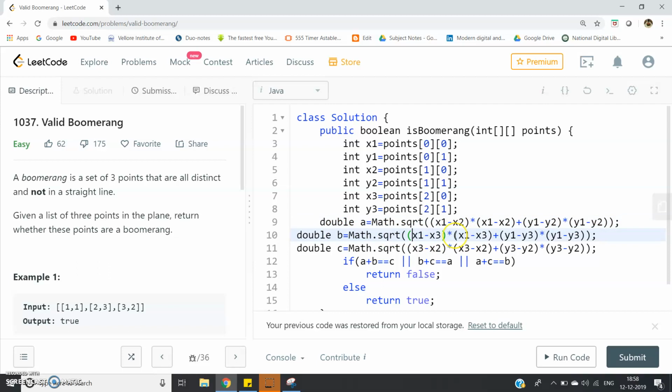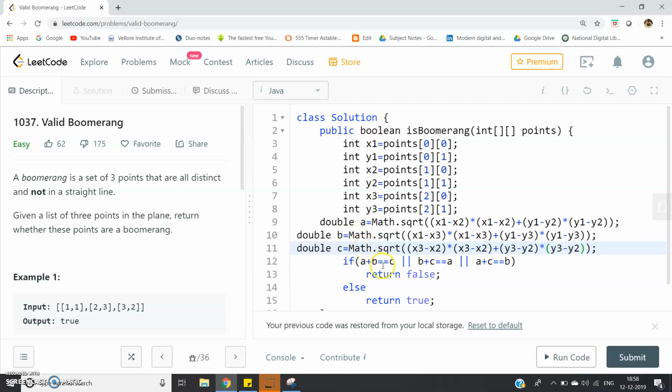Similarly, double b equals Math.sqrt. Here I am calculating the distance between x1, y1 and x3, y3. So Math.sqrt of (x1 minus x3) times (x1 minus x3) plus (y1 minus y3) times (y1 minus y3). Here you need not think about the order, or which one is greater, y1 or y3, because we are squaring. Anyway, we will get a positive value. Double c equals Math.sqrt of (x3 minus x2) times (x3 minus x2) plus (y3 minus y2) times (y3 minus y2).